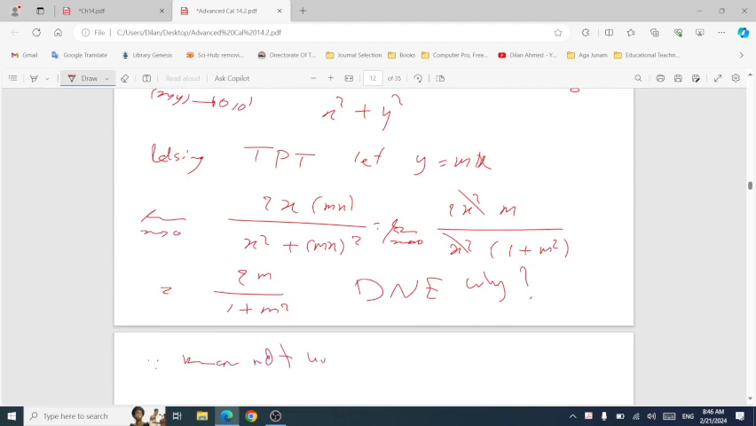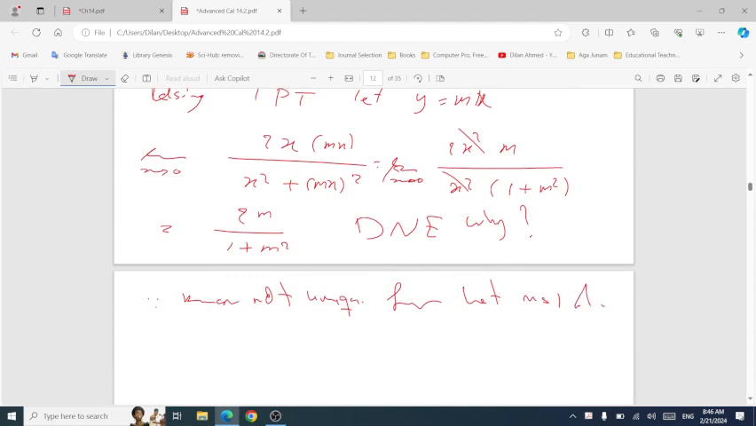For example, let M be 1 and minus 1. How about m minus 1?